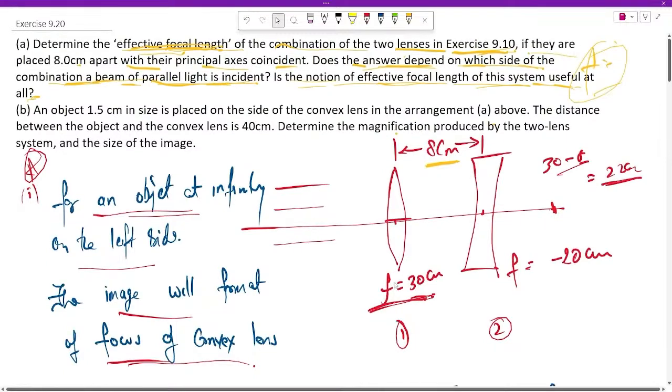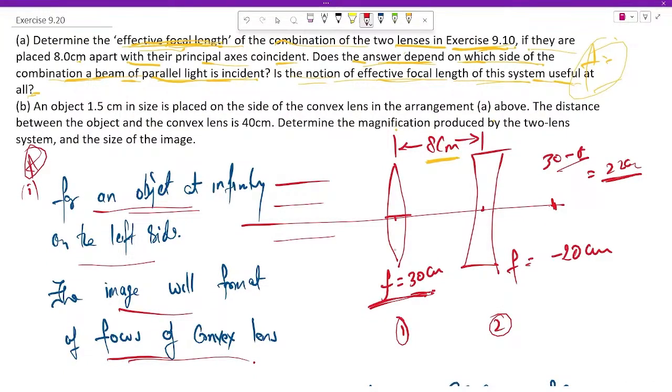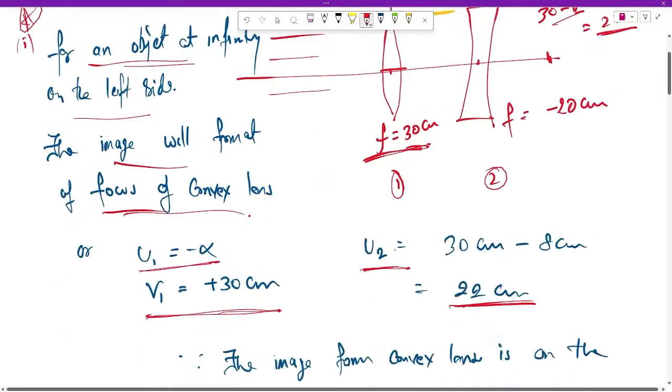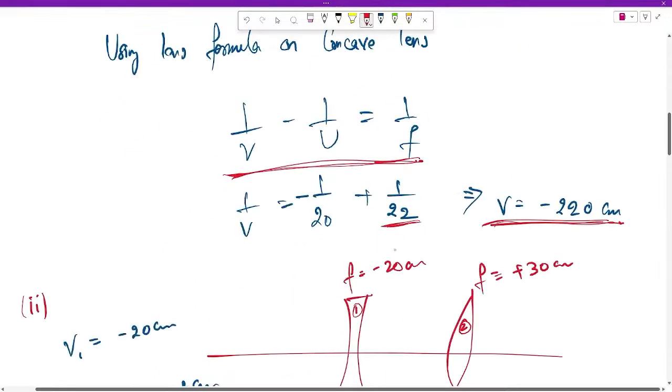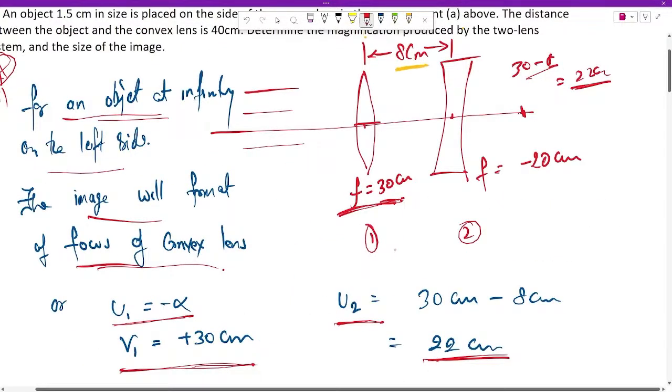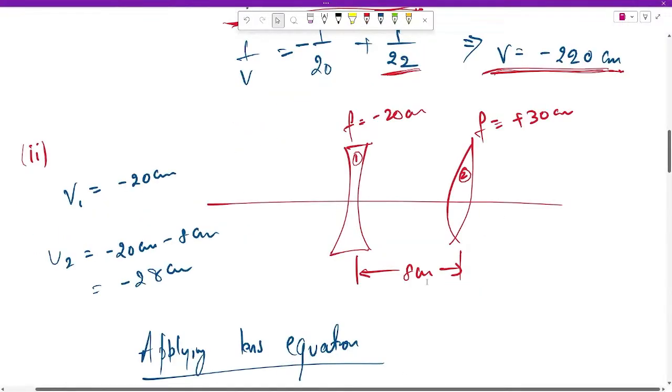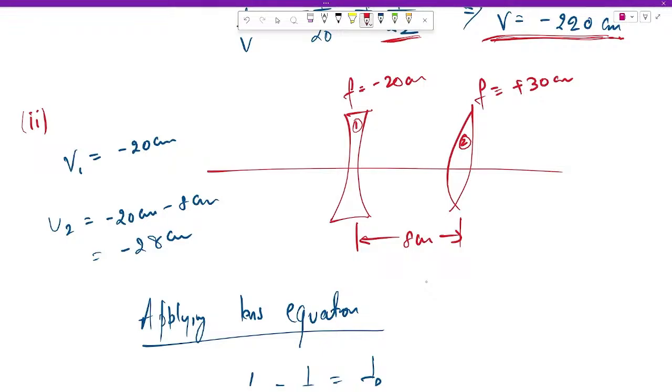So for this lens arrangement, when the object is at infinity, the final image will be forming at v equals to minus of 220 centimeter on the left hand side of this lens. Now we will consider the second case in which concave lens is the first lens and the convex lens is the second lens. So here v1 would be equals to minus of f, because when the incident ray is there, it will virtually tend to form an image in front of the concave lens, 20 centimeter or equal to its focal length.